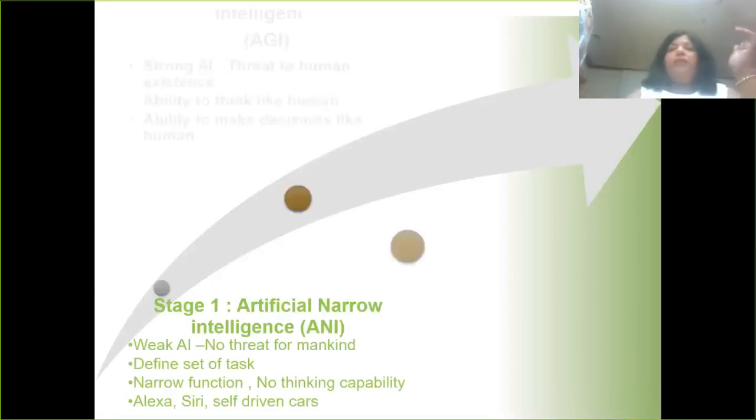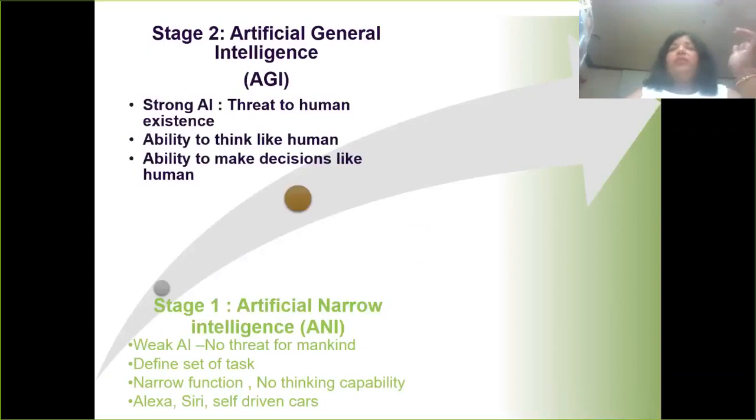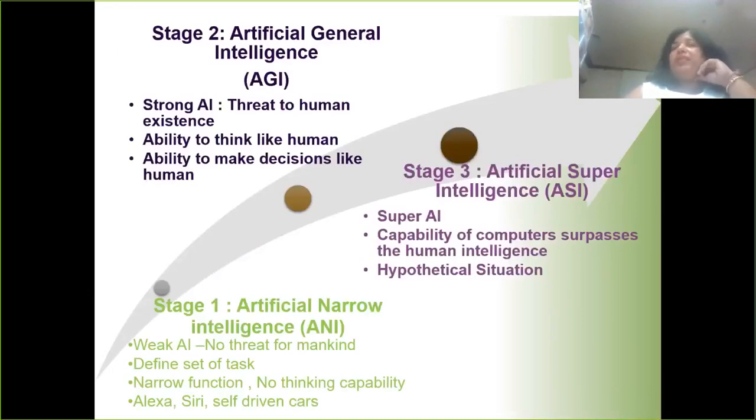Then we have stage two, artificial general intelligence, which is a bit stronger intelligence, and it is a threat to human beings, as said by Stephen Hawking and Elon Musk. Here, the machine starts to think like a human, and it also starts taking decisions like a human. So that might be a danger for us. And then stage three is artificial super intelligence. It's a super AI.